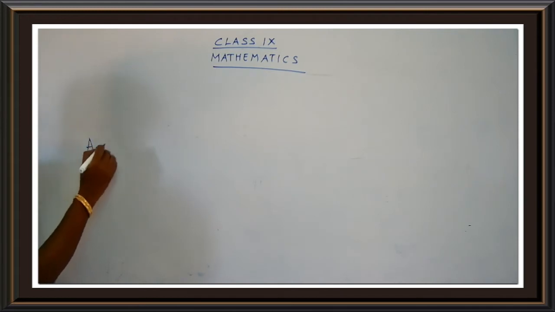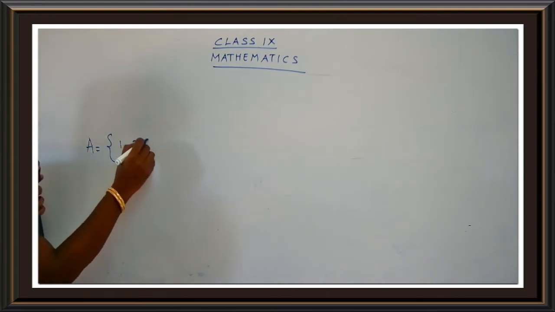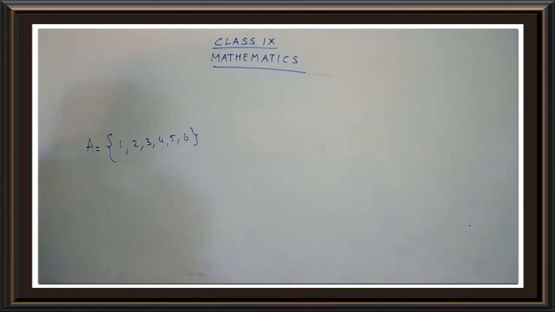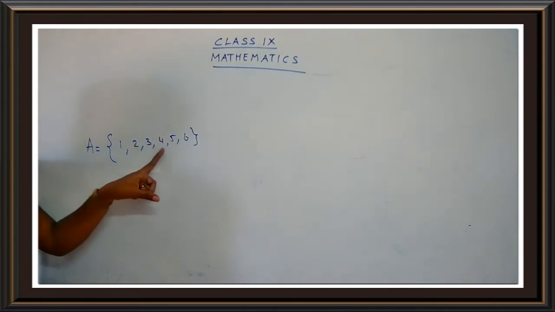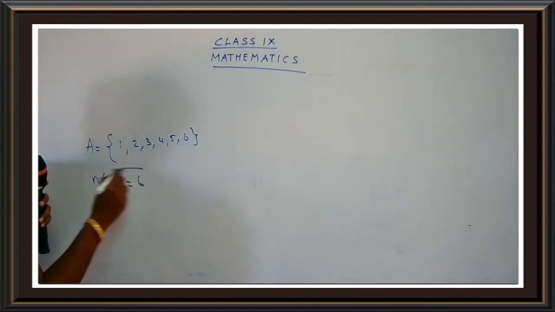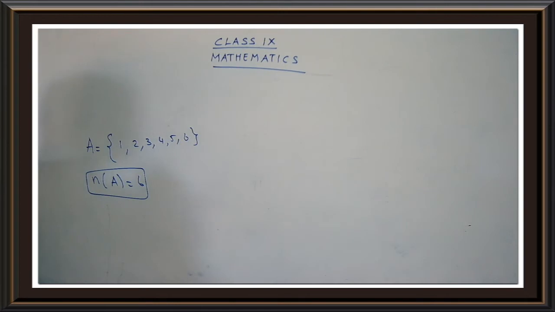Suppose we have a set A as 1, 2, 3, 4, 5, 6. So what is the meaning of cardinal? Cardinal means you have to find out the number of elements in a particular set. So how many members are there for A? You have totally 6 members: 1, 2, 3, 4, 5, 6. So how to write the cardinal? You have to say n of A is equal to 6. So this is what we call as cardinal.